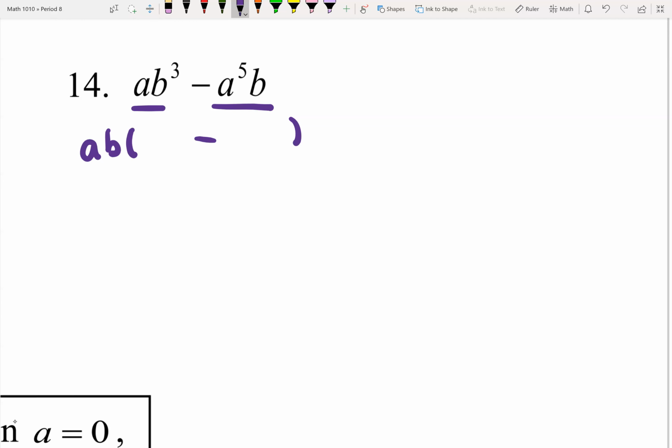So if I have an A and I take it out, it's gone. I have 3 B's, I take out 1, I still have 2. I have 5 A's, I take out 1, I still have 4. 1 B, take it out, it's gone. If you stop, you earn 1 of 3. That's all you're going to get. Because what I'm left with, that inside, is it going to be squares or cubes, everybody? Difference of squares or difference of cubes?